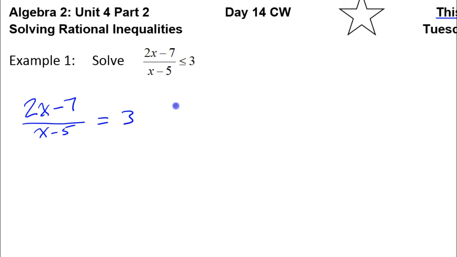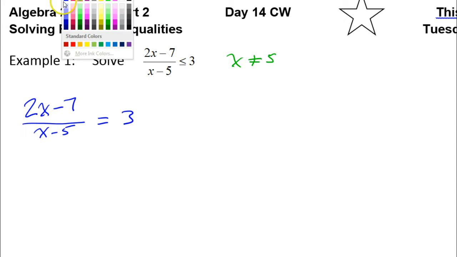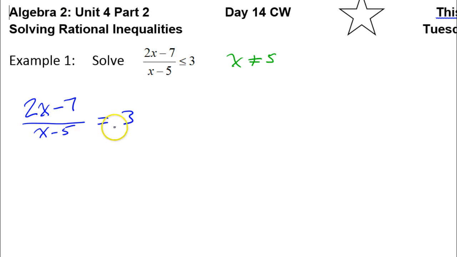So at a glance, tell me about the excluded value. What is it? X cannot equal 5. So x cannot equal 5. The number 5 is going to go on the number line in addition to whatever solution we get from solving this equation. That's the only difference. Everything else I do should seem familiar to you.